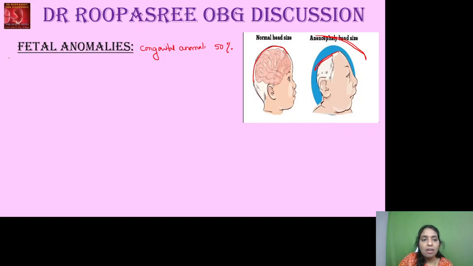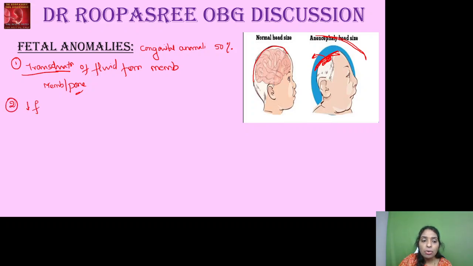So what is the reason? First one, there is increased transudation of fluid from the membranes. There is no covering here, no cranium, no skull. What happens? The fluid which is present comes out. Transudation means fluid coming out through membranes or pores. So the excess amount of fluid comes outside. Okay, second one, decreased fetal swallowing.